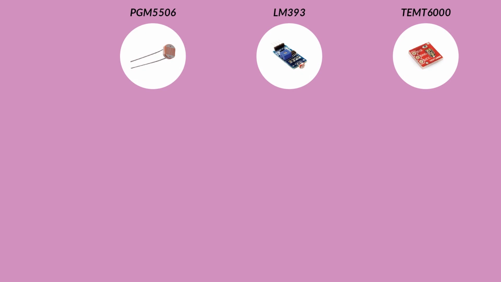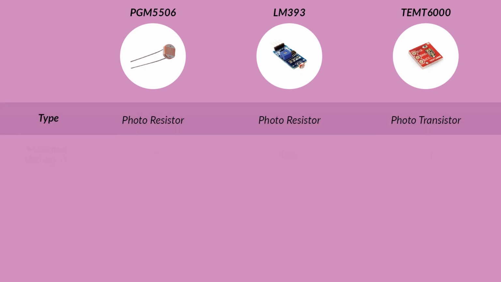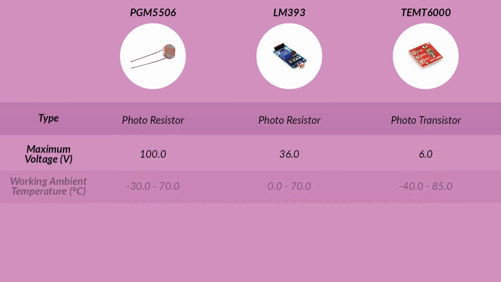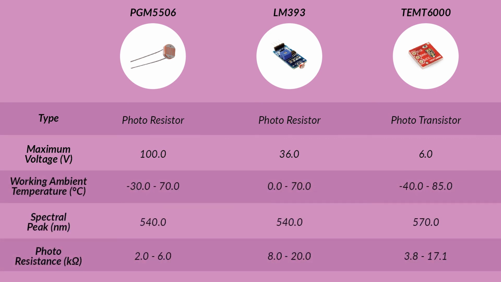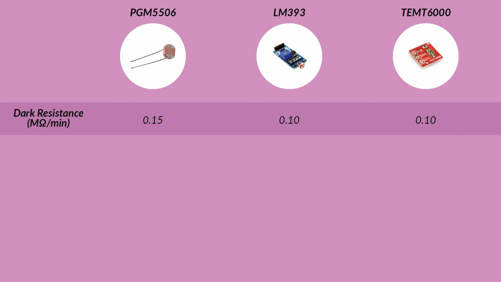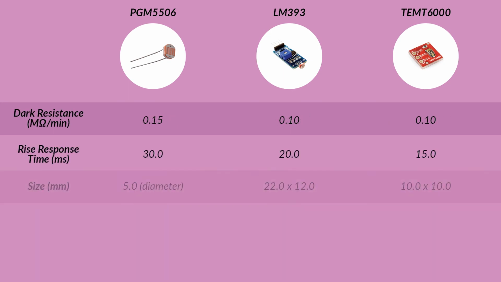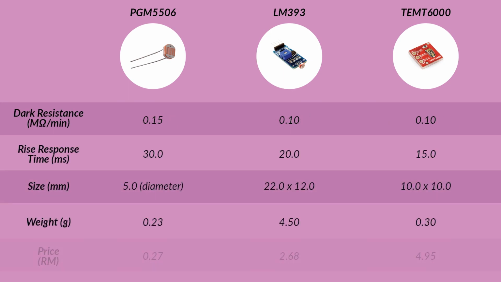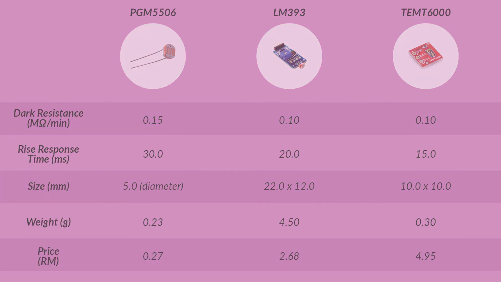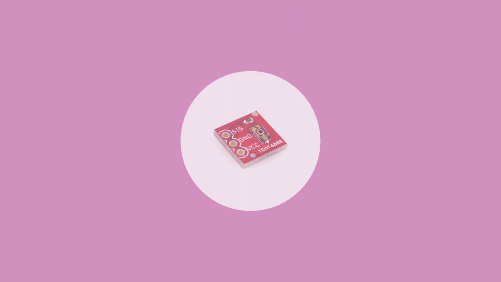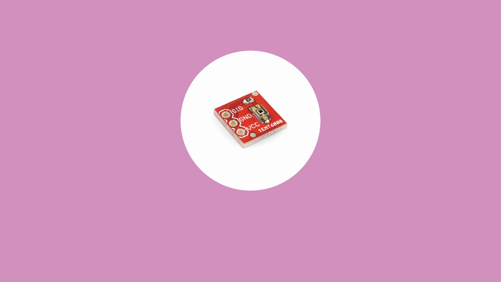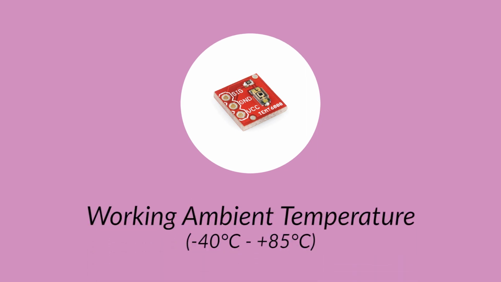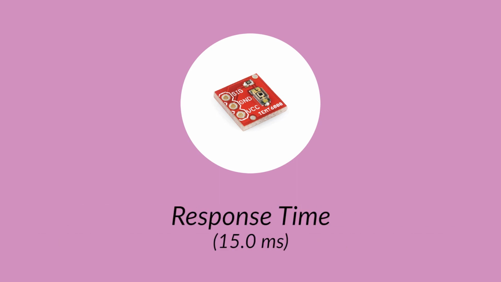Some properties of each sensor that are compared are type, maximum voltage, working ambient temperature, spectral peak, photoresistance, dark resistance, rise response time, size, weight, and price. Based on the inference, TMT6000 is more effective in terms of working ambient temperature, spectral peak, photoresistance, and response time.